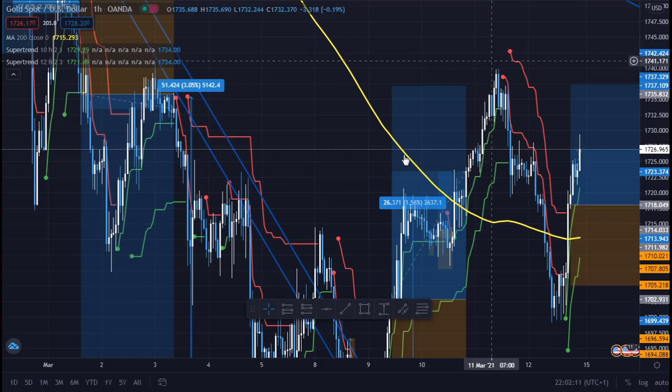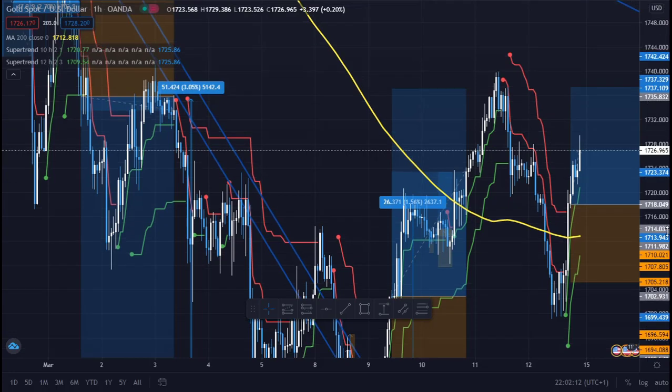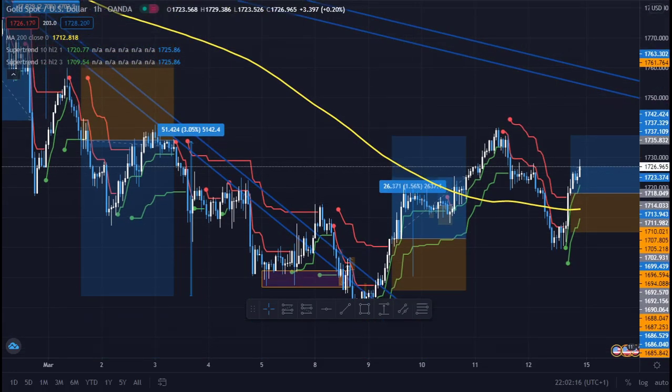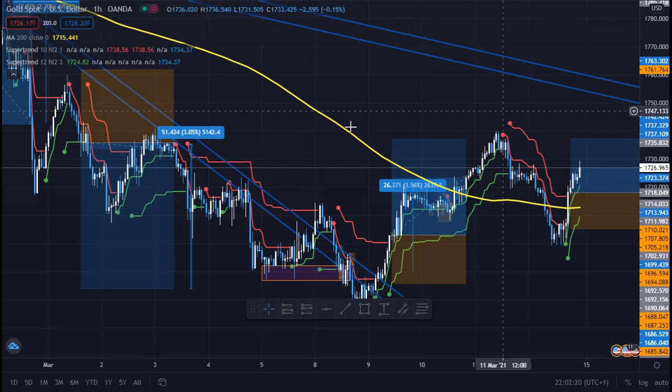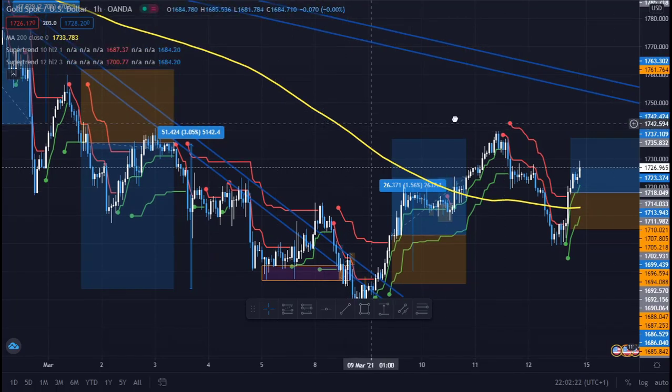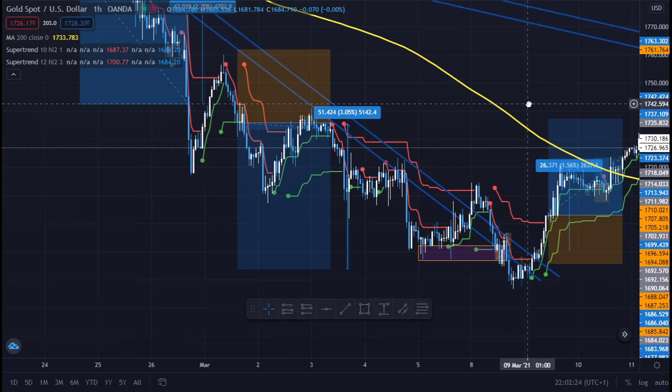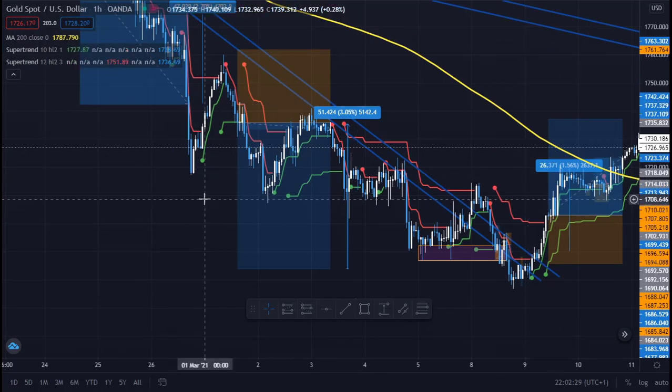Okay, as you can see, let's make this more reasonable to look at. Okay, don't worry about my chart, I was just drawing trend lines. Okay, so now let's find a sell signal on this one. Okay, this is one sell signal.